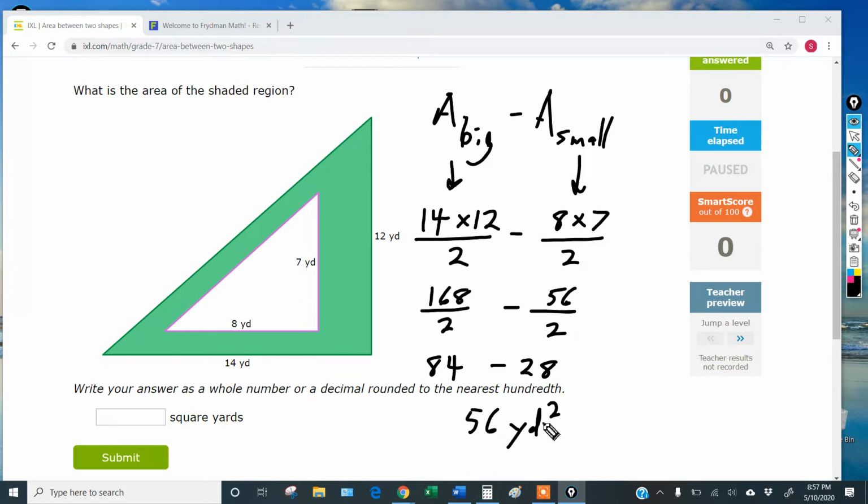Okay, why is it squared here? Notice that all of these were yards. So for example, this was yards and this was yards. So if we do yards times yards, then we get square yards. So I would have square yards over here, and I would have square yards over here, and square yards minus square yards is still square yards. So we have 56 square yards. That's the answer for this one.